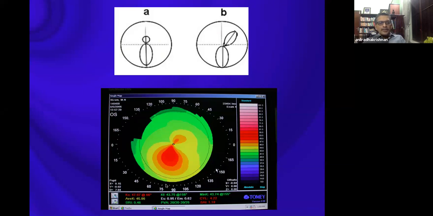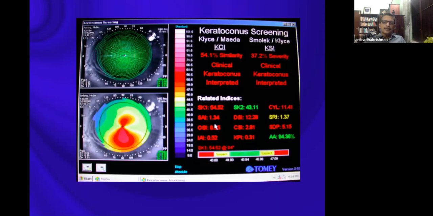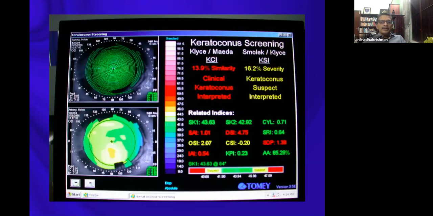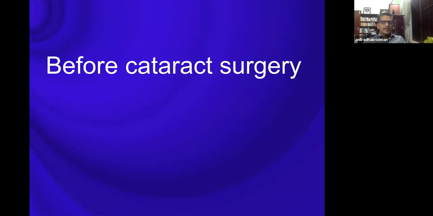So again, in this patient, K1 is 47.57 or something, and K2 is 43.75. Not clearly abnormal, but if you see, the shape is totally abnormal. And if you look at the color coding corresponding to this, this value would correspond to something like 50. So this is again totally abnormal. Similar example there. So this is the software that you use to diagnose keratoconus.